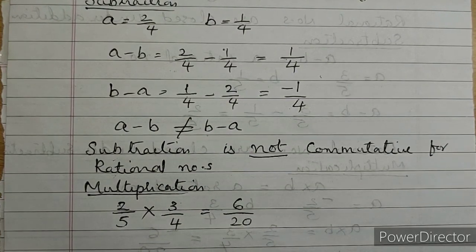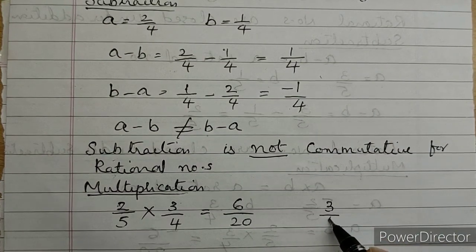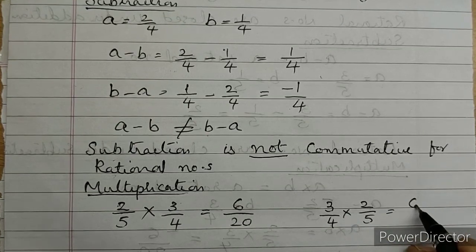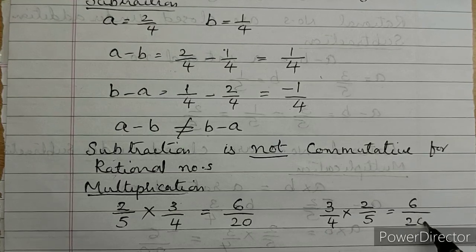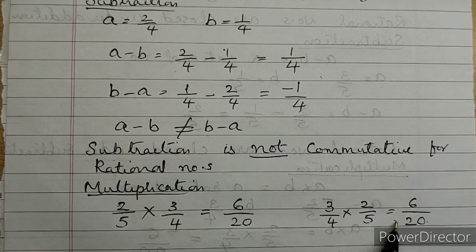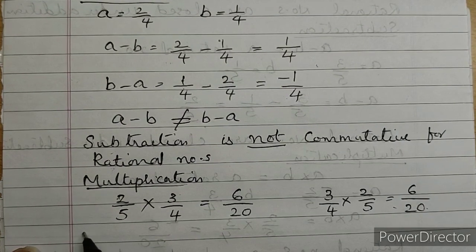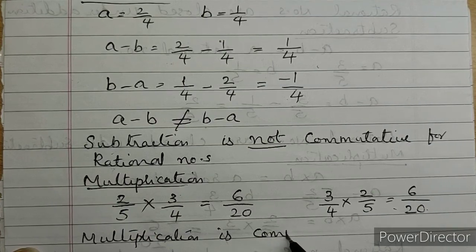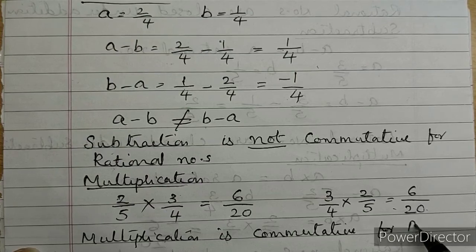by 20. To change the positions, b into a, that is 3 by 4 into 2 by 5. 3 2s are 6, 5 4s are 20. Same answer you are getting. That means for multiplication, commutative property is satisfied, or you can conclude that multiplication is commutative for rational numbers.